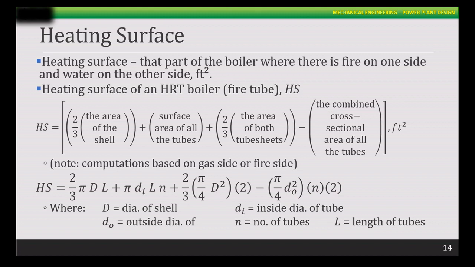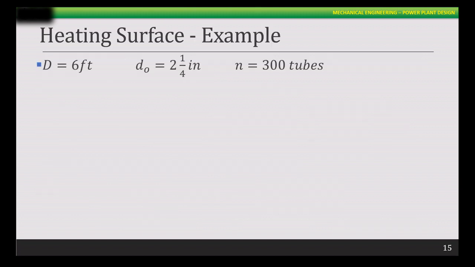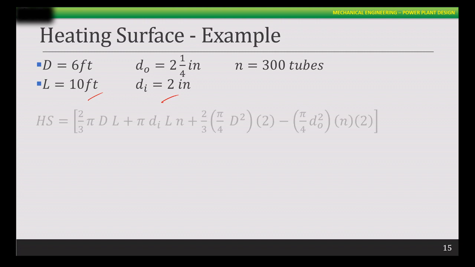Okay? So that is the computation for the heating surface, the area of the tubes. Let's look at this example. The shell is 6 feet. The outside diameter is 2 1/4. N is 300 tubes. Then the length is 10 feet, and the inside diameter is 2 inches.